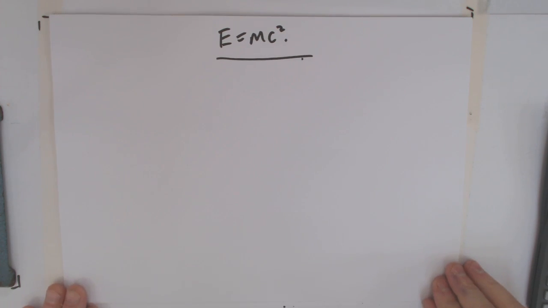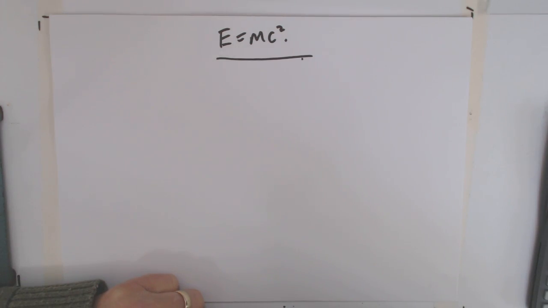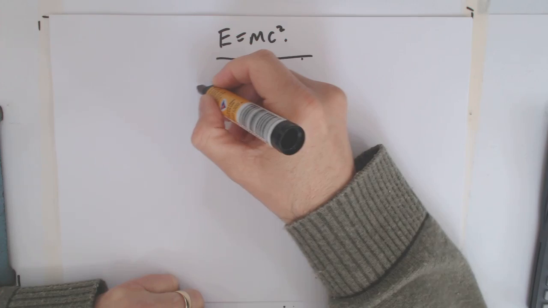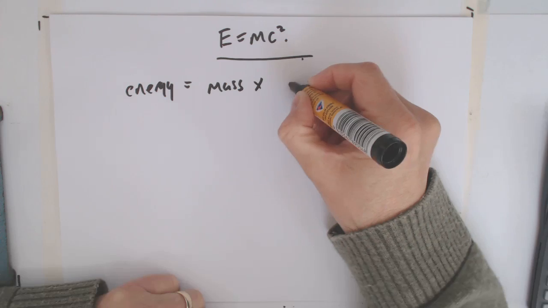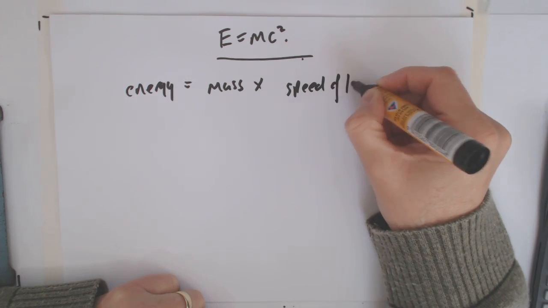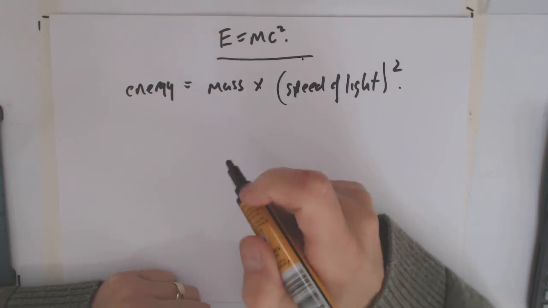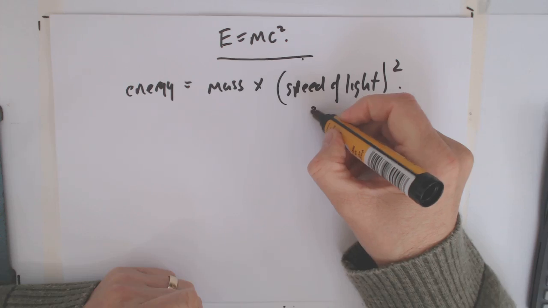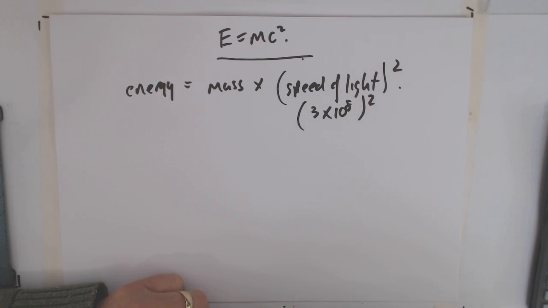Now, I won't go into detail on how E equals mc squared got figured out by Einstein, but it is all to do with his theory of relativity. But what it's saying is energy is equal to mass times speed of light squared. Amazing. So there's huge energy, because remember, this is 3 times 10 to the 8 squared, which is 9 times 10 to the 16, times the mass.